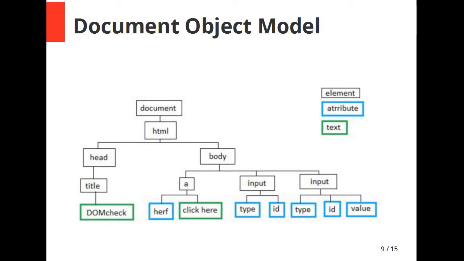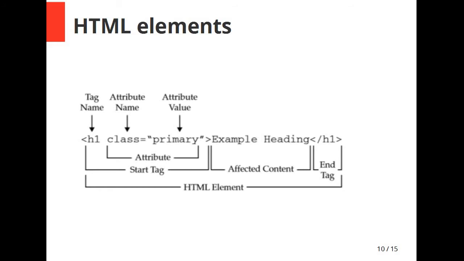And this is the Document Object Model. It consists of an element, attribute, and the text. The document will definitely have an element, attribute, and the text. The document consists of the HTML, head, and body. Inside the head, we have the title, and inside the body, we will have a link of any URL or any paragraph text, and the paragraph text may contain IDs, types, input values, etc. And the HTML element will look like this.